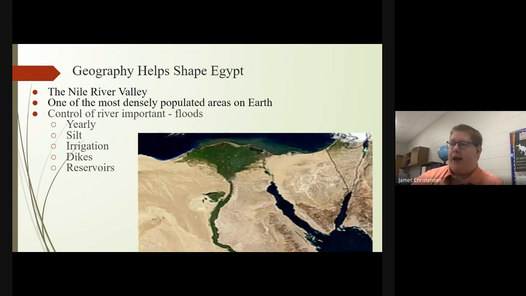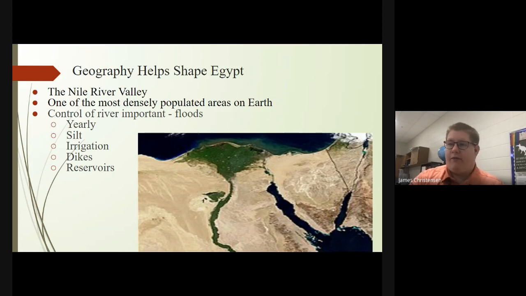The Nile River Valley, the main river of Egypt, as you can see here, is one of the most densely populated areas on Earth, mainly because in terms of Northern Africa, primarily there is very little in terms of rivers and fresh water. Now, the control of this river is very important.